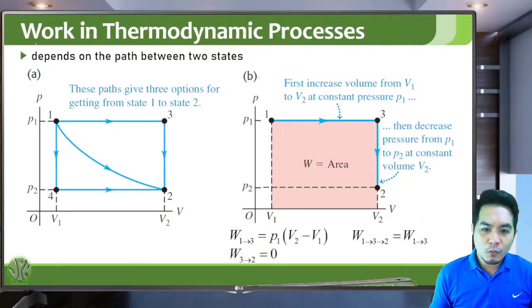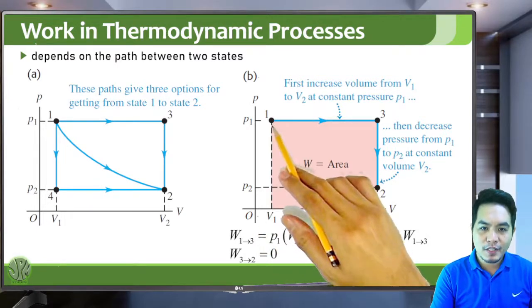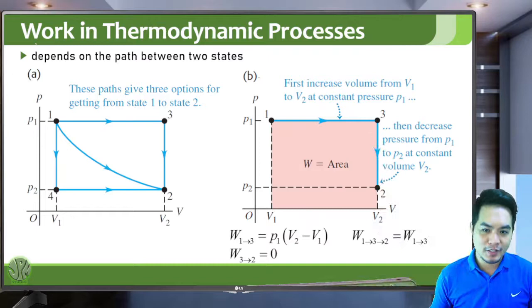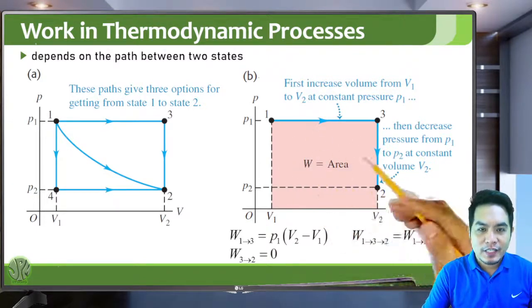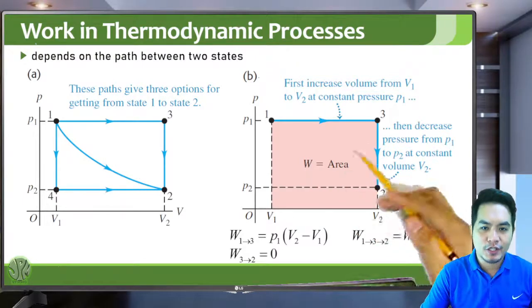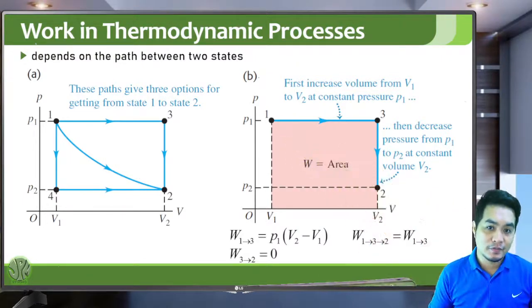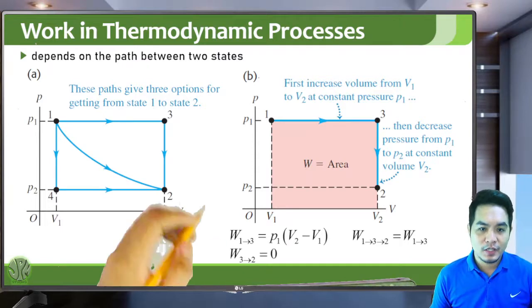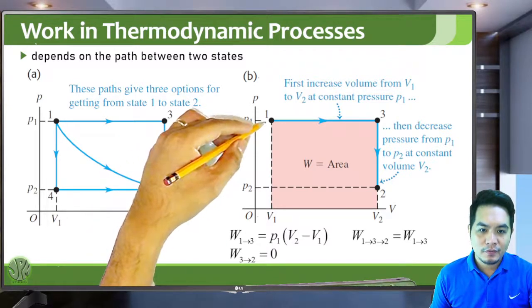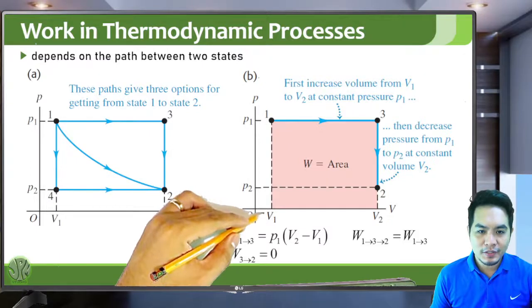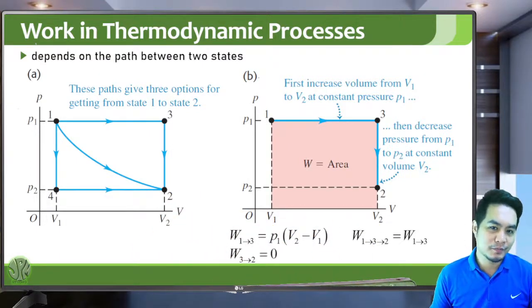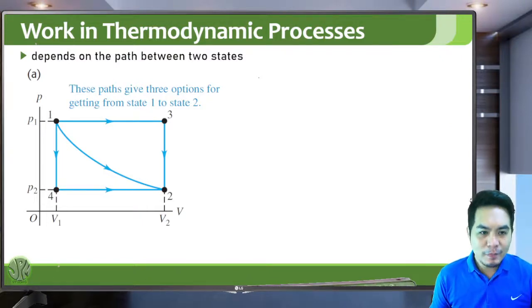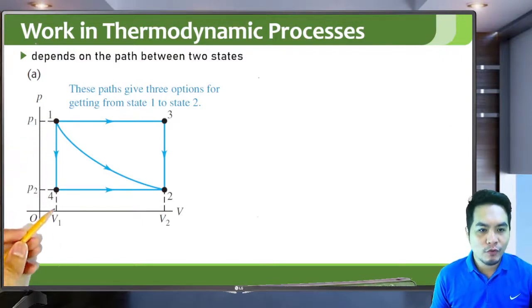So the total work done in this case is purely due to the process 1 to 3. And the work done is just the area, this orange shaded area here. So the area of that rectangle: the length is P1 and the width is V2 minus V1.